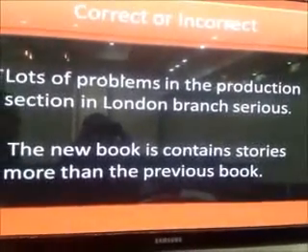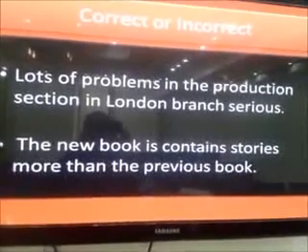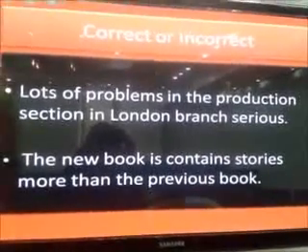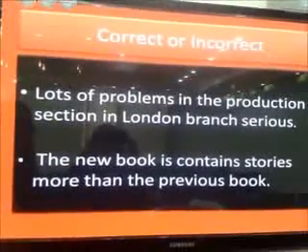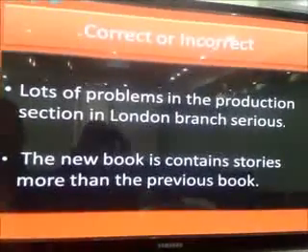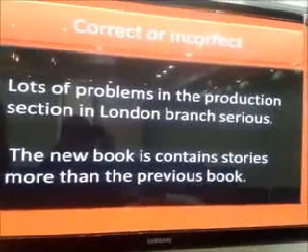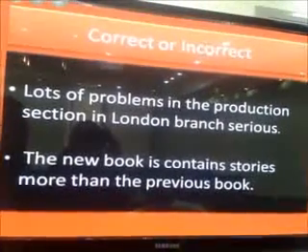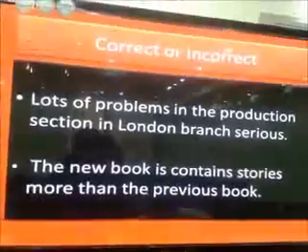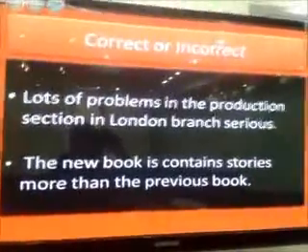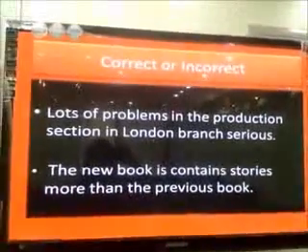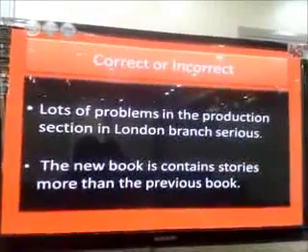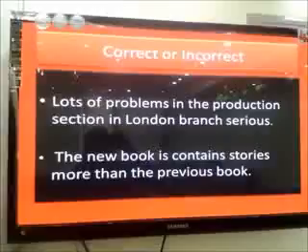Now, lots of problems. Oh, that could be a subject. Fantastic. So we have a subject. Do we have a verb? That's the second question. In the production section, no verb here. In London branch, no verb here. Serious, well, no verb, which means I have no verbs here. That's what makes this sentence incorrect. So, what do I need to make it correct? I need to add a verb.